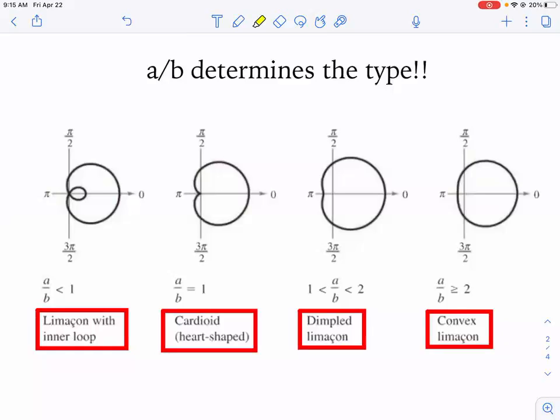Well, it's not concave, so it's convex. All the other ones are concave, they dip in. Convex means it doesn't dip in at all. Do you see what I'm saying there? So convex doesn't mean it goes out, it just means it doesn't go in.